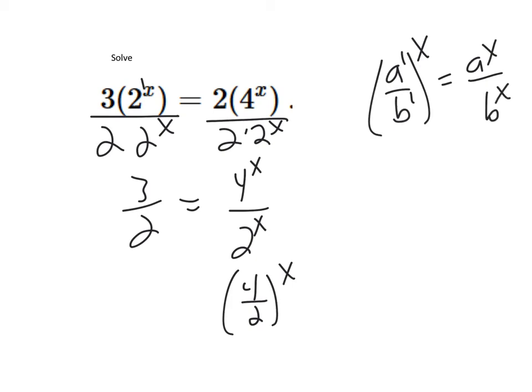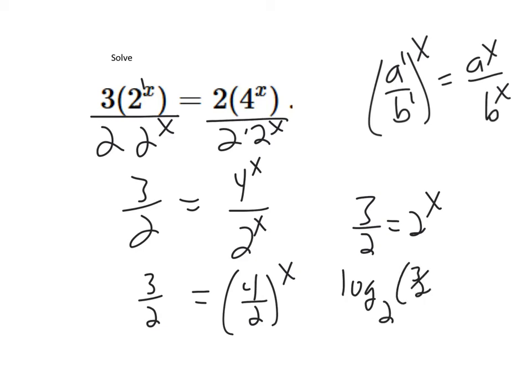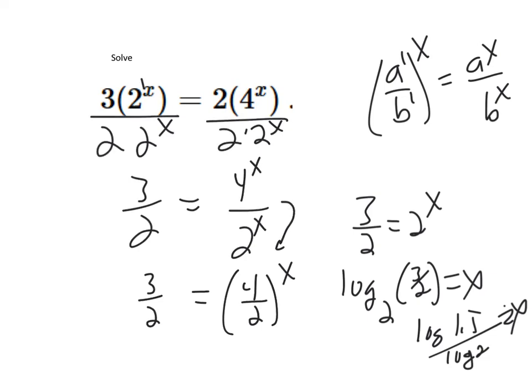So what's nice about this is now I've got 3 over 2 equals 2 to the x. I'm going to write that as a logarithm. This is what we did last time. So log base 2 of 3 over 2 equals x. And then we can just use a change of base: the log of 1.5 over log 2, and get a decimal value. Okay. Maybe I'm not convincing you that this is the way we want to think about this. So I'm hoping the next question will give you a way to deal with that.